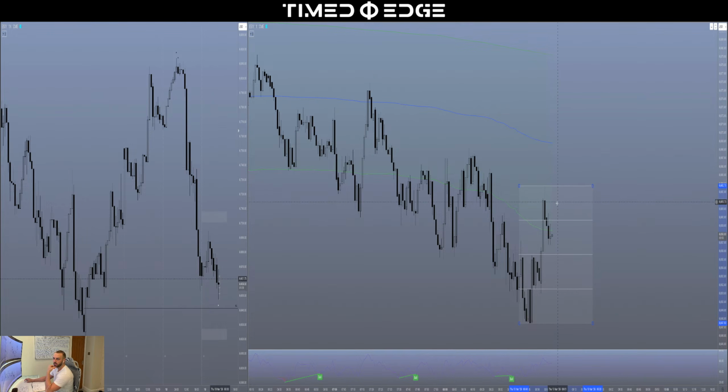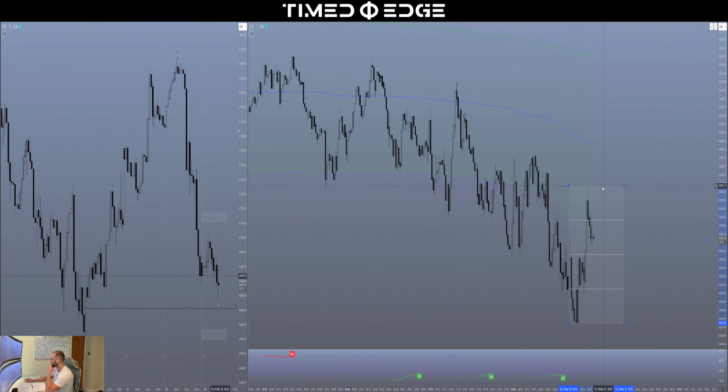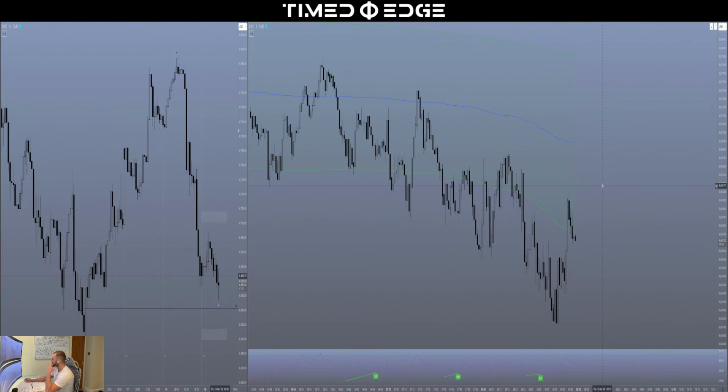I'm now thinking whether to take from discounting in here to continuation up. Not overly sold on the idea. I will see what happens when price comes back into this level.